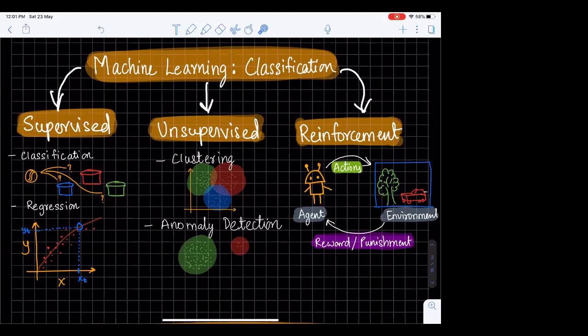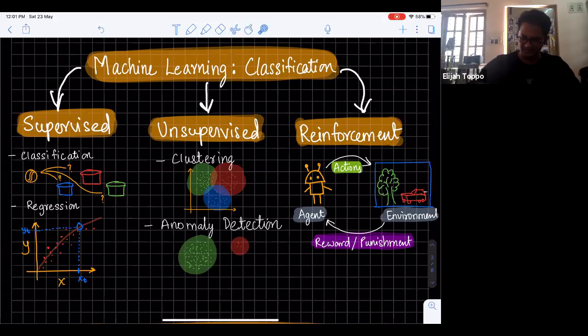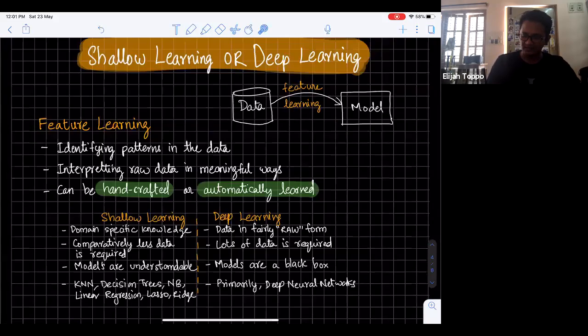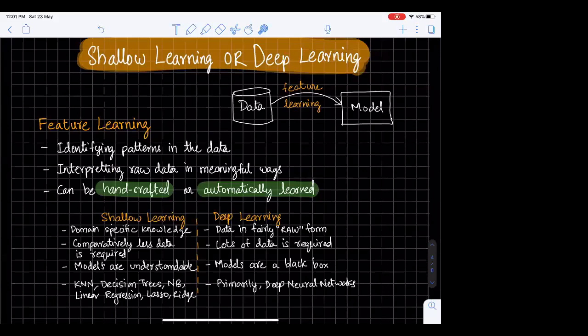Okay, let us go to the next part. This is what Robin was asked earlier: what is deep learning? Elijah, I have a question.